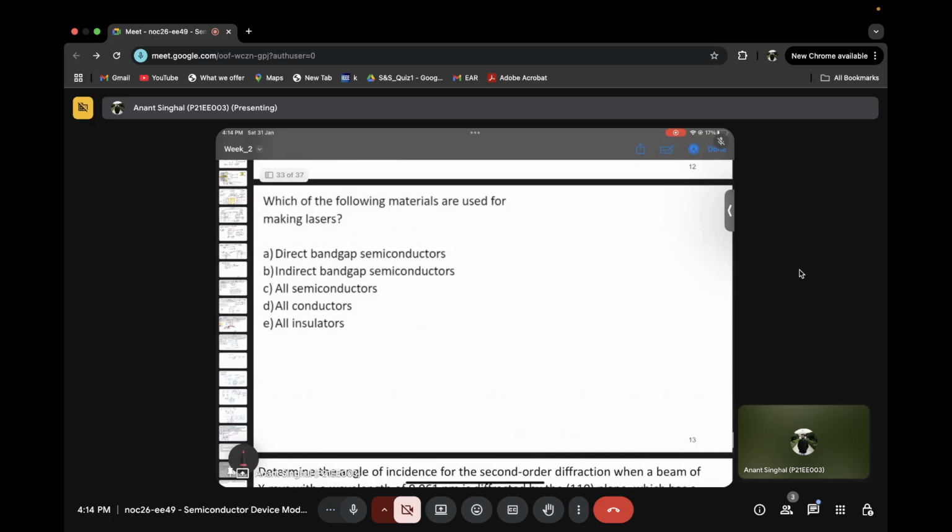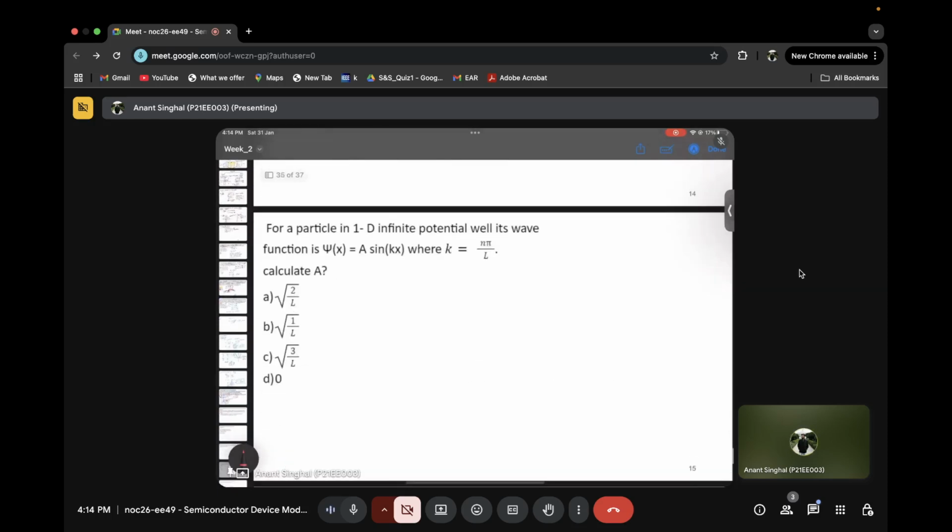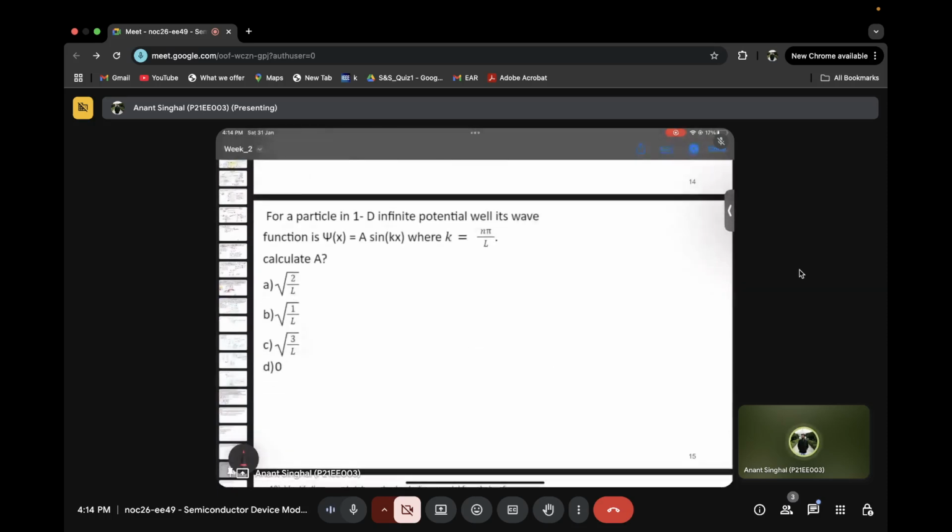Otherwise, we can dismiss the lecture. We have one more problem actually, which is for a particle in a 1D infinite potential. The wave function is this. Has it already been covered in the lecture? Can you confirm? This particular problem, I mean the concept of Schrodinger equation, the solution of the Schrodinger equation for an infinite well.